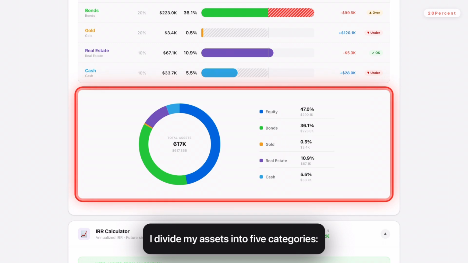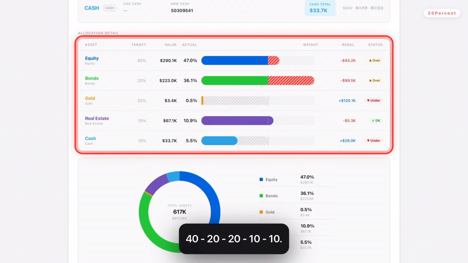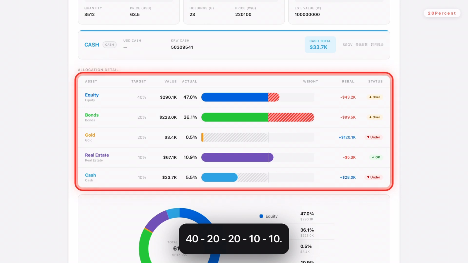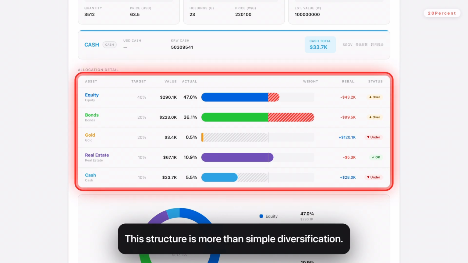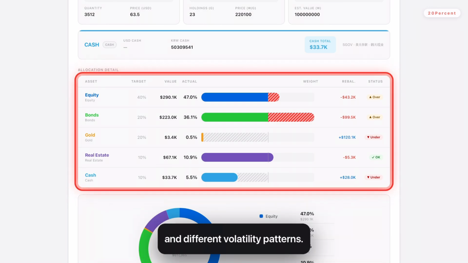I divide my assets into 5 categories: stocks, U.S. Treasuries, physical gold, real estate, and cash. My target weights are 40, 20, 20, 10, 10. That is a 4-to-2 to 2-to-1 to 1 structure. This structure is more than simple diversification. The point is to combine assets with different time horizons and different volatility patterns.